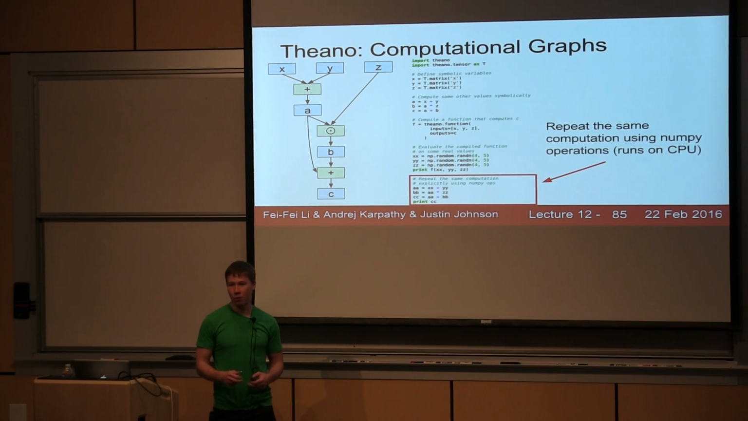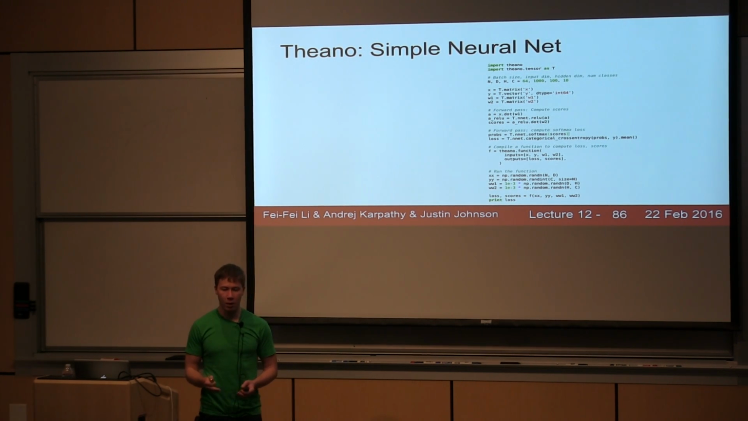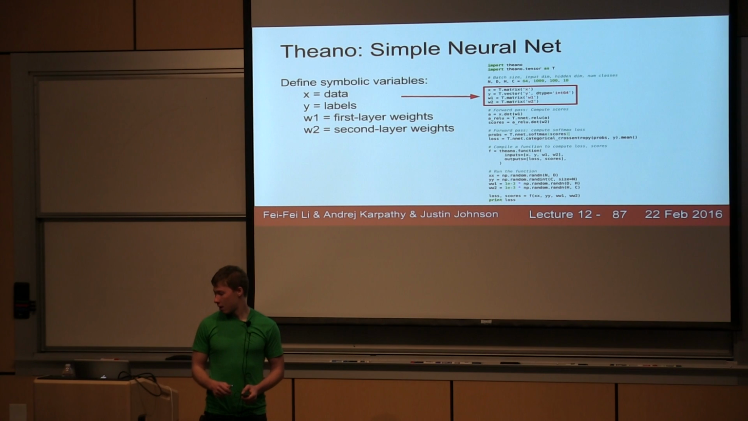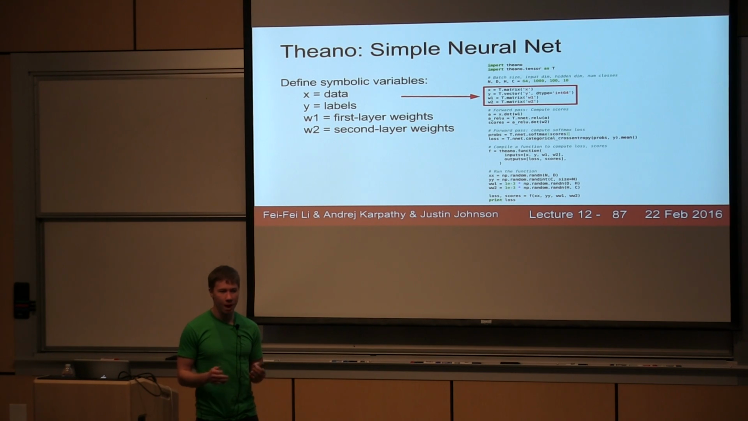But unfortunately, we don't really care about computing things like this. We want to do neural nets. So here's an example of a simple 2-layer ReLU net in Theano. The idea is the same, that we're going to declare our inputs. But now instead of just x, y, and z, we have our inputs in x, our labels in y, which are a vector, and our two weight matrices, w1 and w2. So we're just setting up these symbolic variables that will be elements in our computational graph.